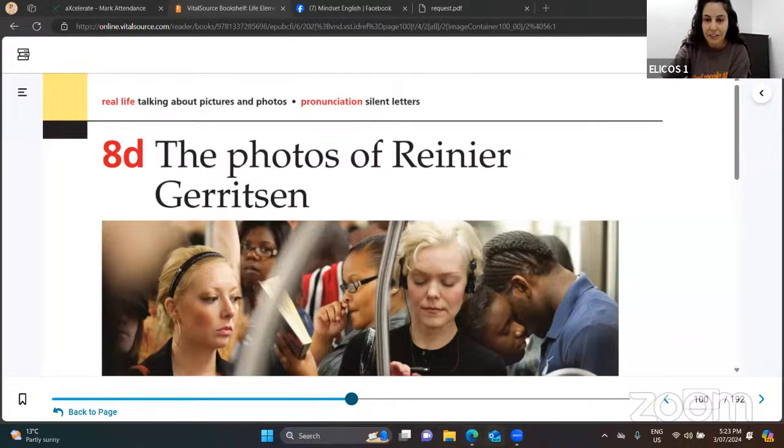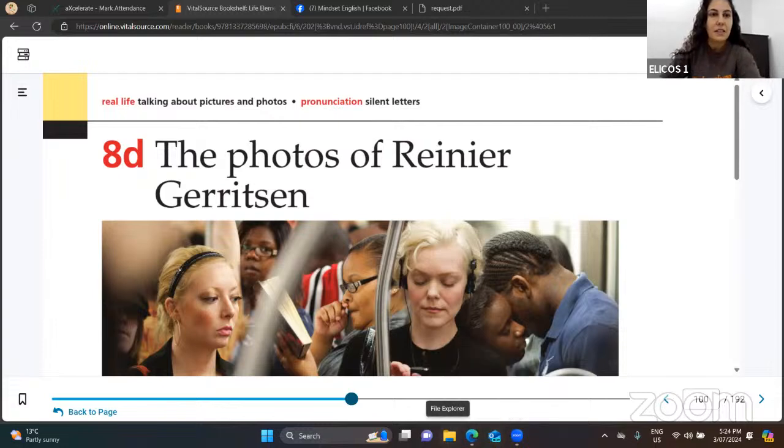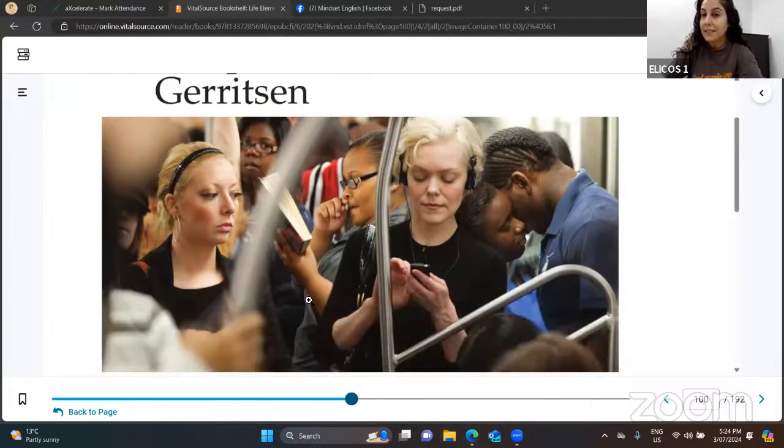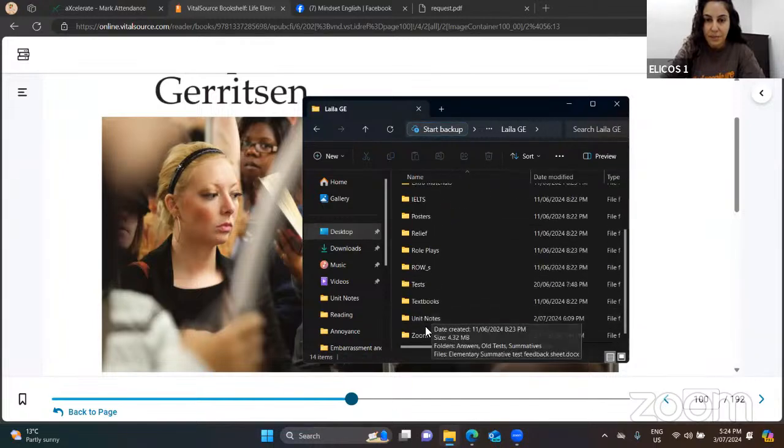Okay, so first I wanted to give you some expressions, and I want to look here first. As I said, we're going to look at some expressions, and you can see the photos of Rainer Grederson. We'll get to this in a moment. We're going to listen to somebody speaking about this picture. But first, I just wanted to give you some ways that we speak about a picture.